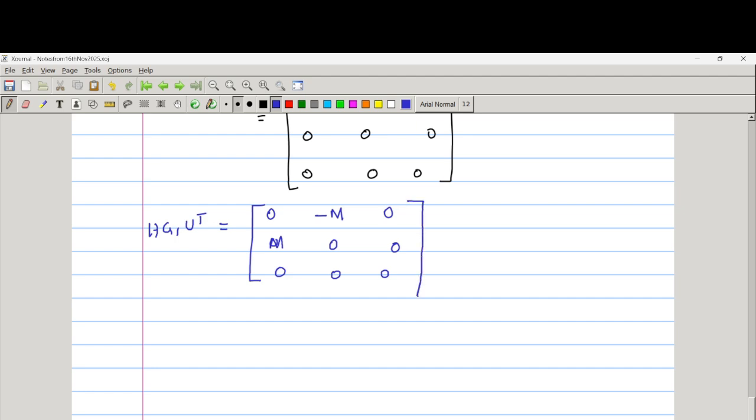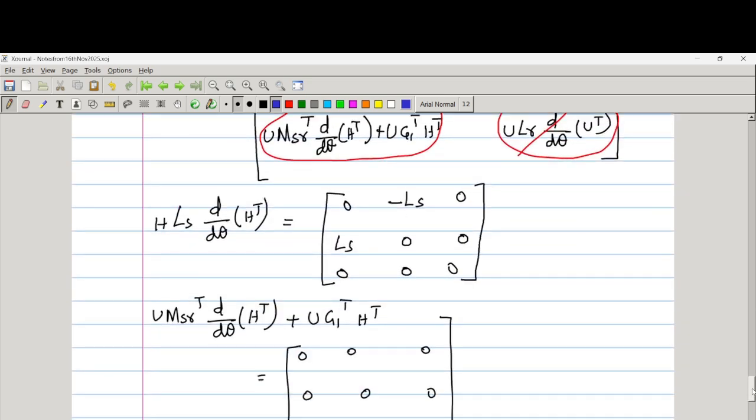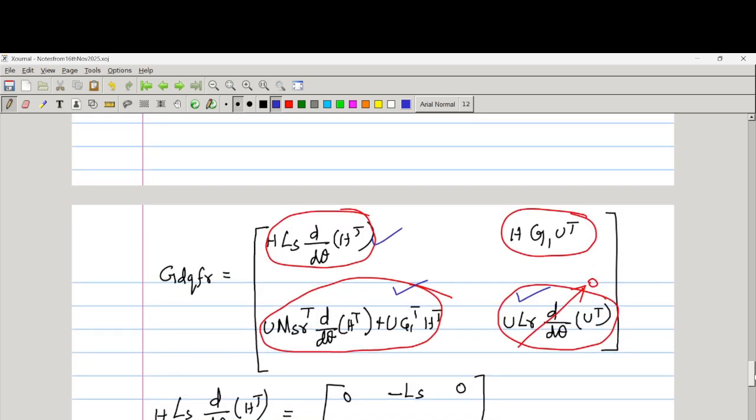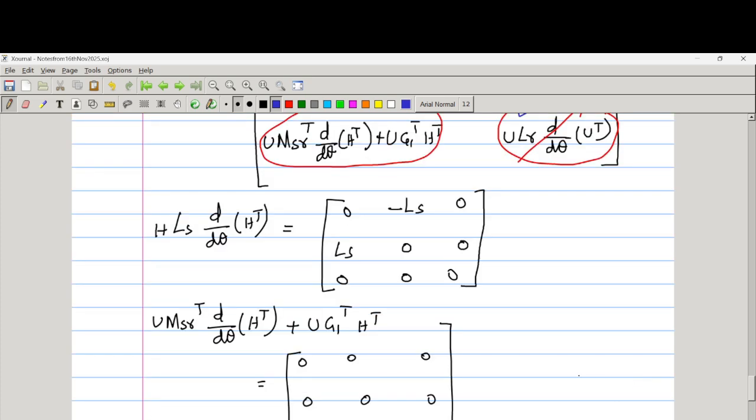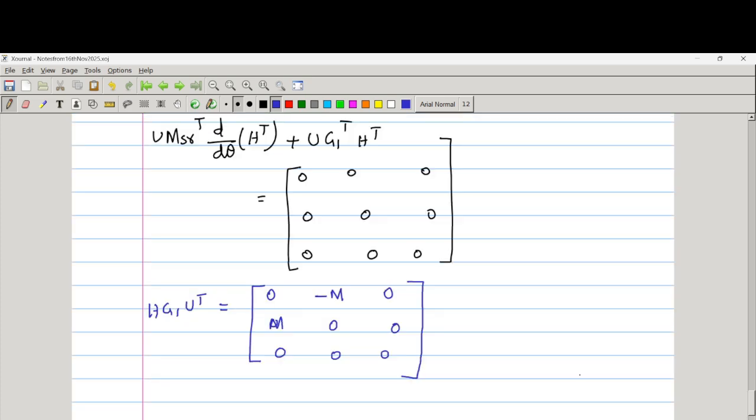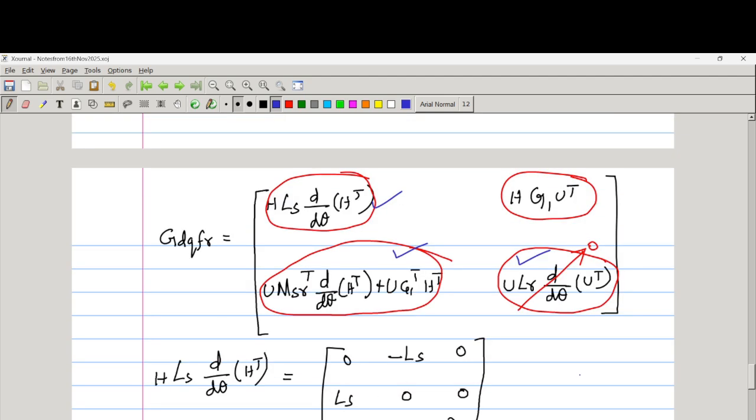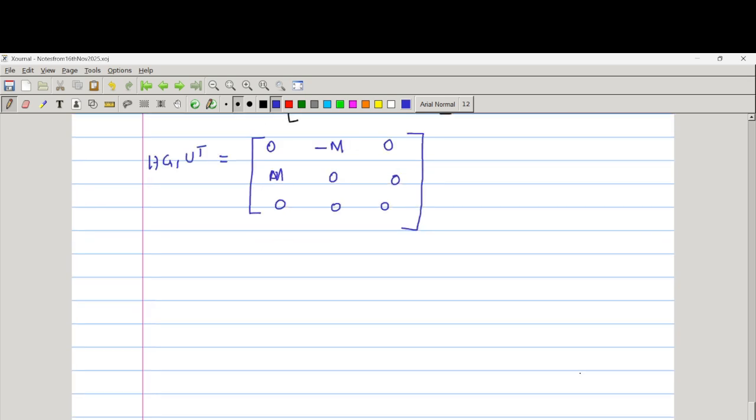Okay. Then we did all the values. I hope we have already explained what HLS means in the H transpose. Then we should write another variable as HMSR. Yes, so we have finished all of these, right? So finally, we will get this as the PDMF term.